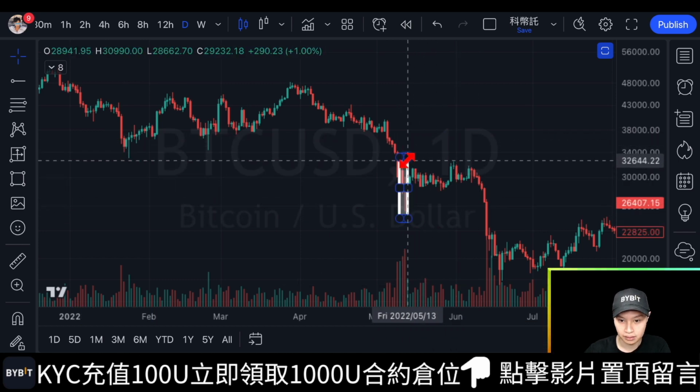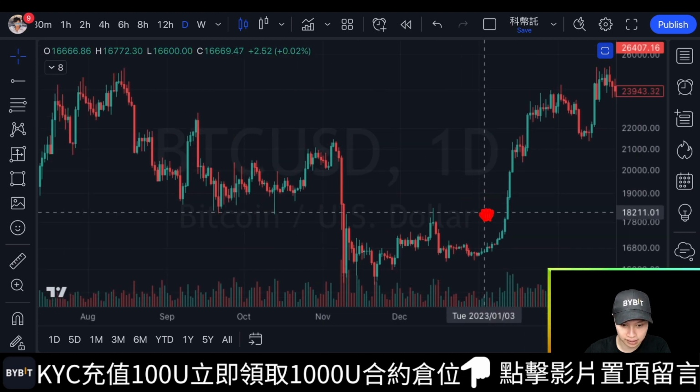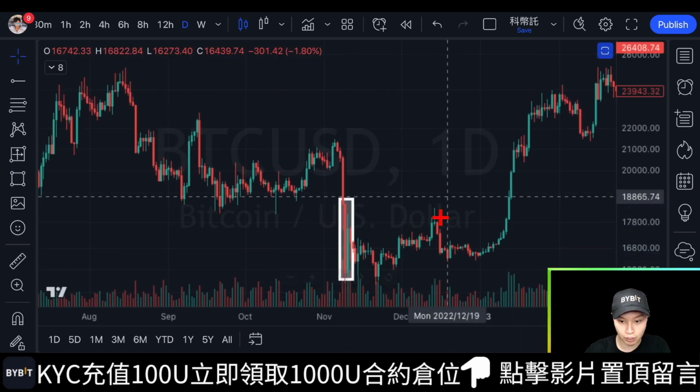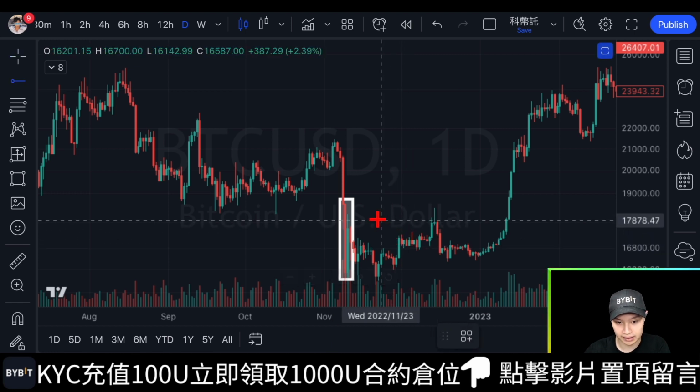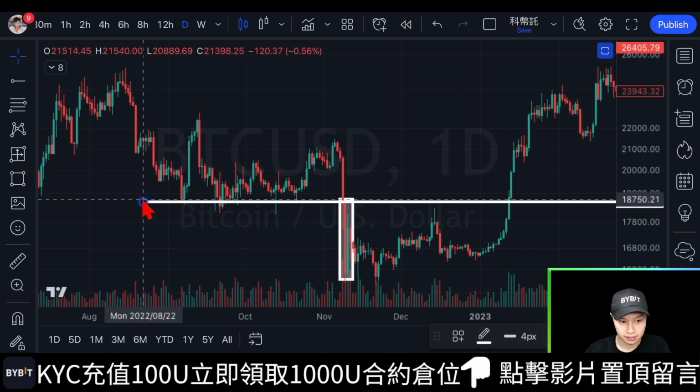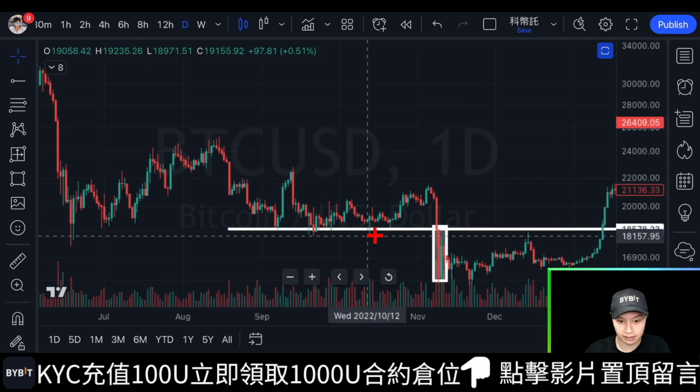Then we can take a look at the position we just had. There was also a needle at this position. And when we were walking up, the rebound was the highest, but at this point it had not returned to the bottom of our previous box. And then we can continue to review it.